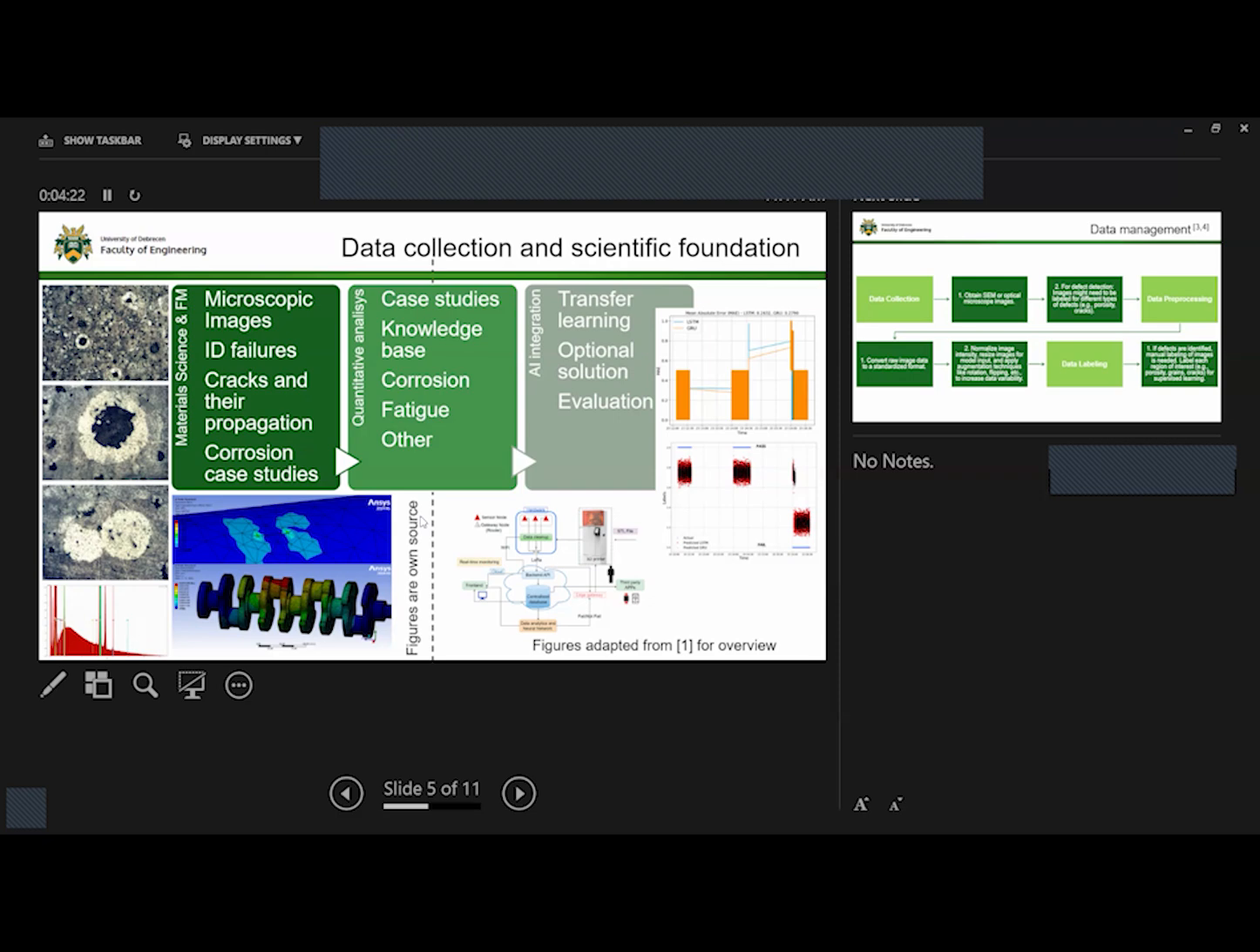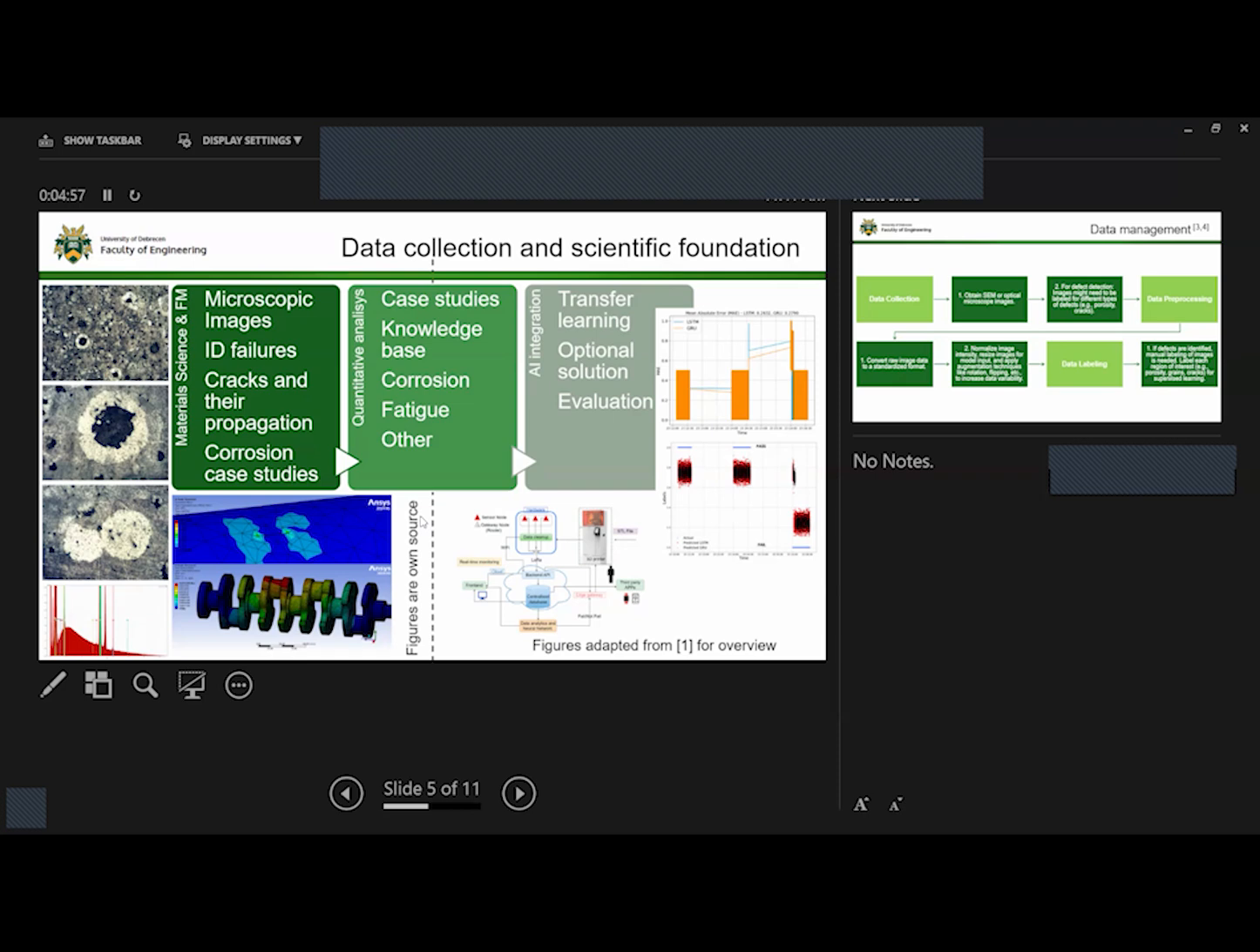And then there are corrosion case studies. It also comes from my experience. And beside that, in the last 10 years, I'm using finite element method softwares as well. Basically, I also use ANSYS. It's a very popular one, I think, in finite element analysis. And then those are the background at the moment. Then this quantitative analysis in the metallography can come from case studies, knowledge base, corrosion, and fatigue, and other problems.